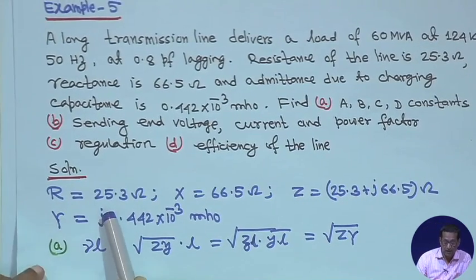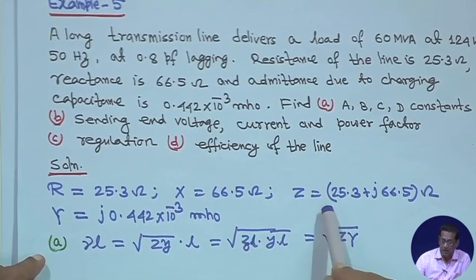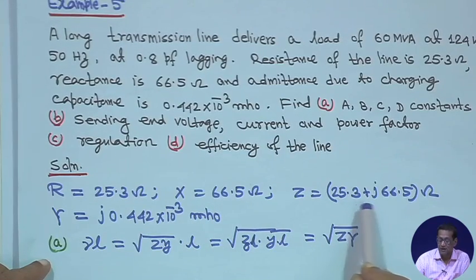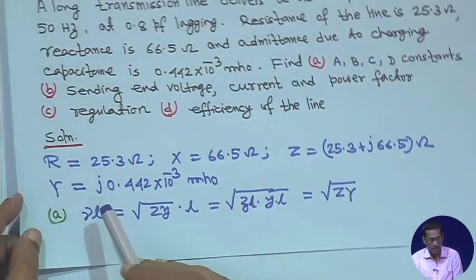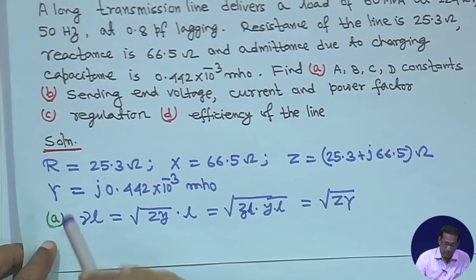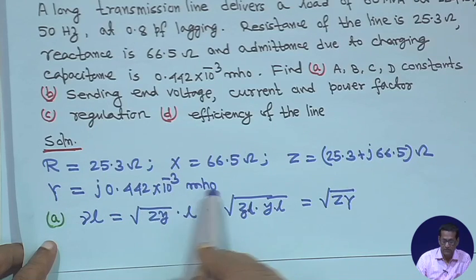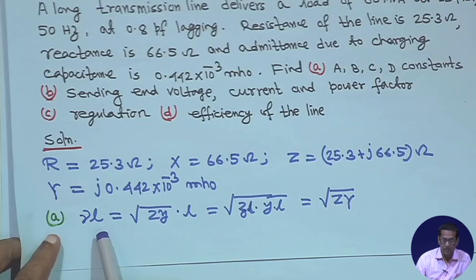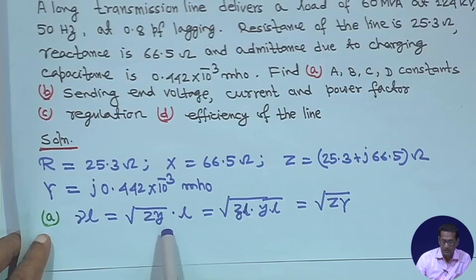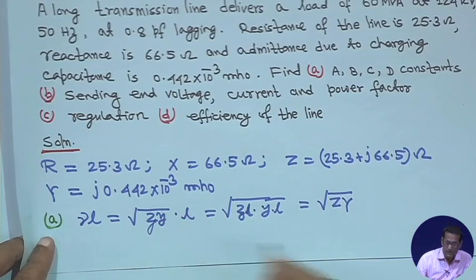So, resistance is given as 25.3 ohm, X is 66.5 ohm, and hence impedance is 25.3 plus j 66.5 ohm, and the charging admittance Y is j 0.442 into 10⁻³ mho. Because we are going for a long line, γL is actually root over z y, where this is small z.